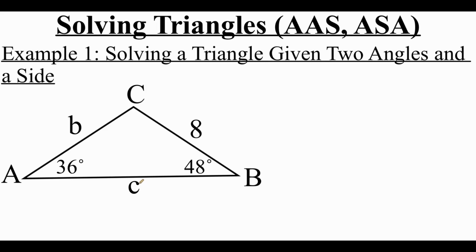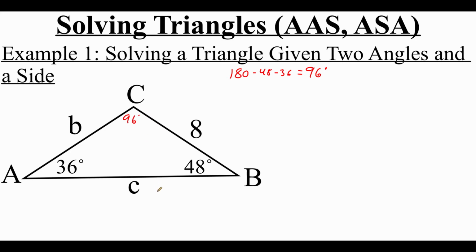Now the easiest of those three things to find should be angle C. We've already got two of the angles, and hopefully we remember that the angles inside of a triangle are supposed to add up to 180 degrees. So if we take 180 degrees, subtract away the 48, and subtract away the 36, then we should get angle C to be a 96-degree angle. So I'm going to label that in here, 96 degrees.